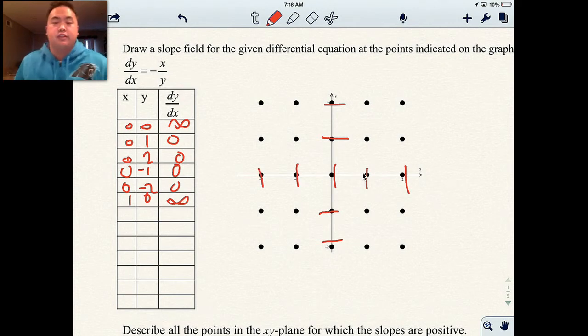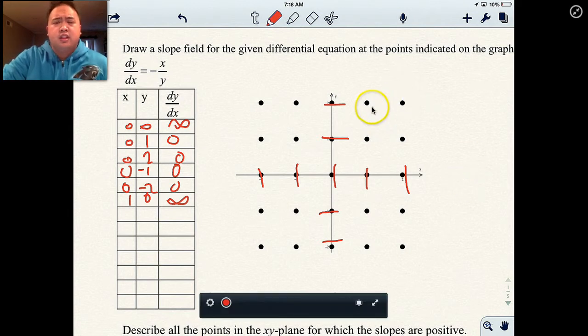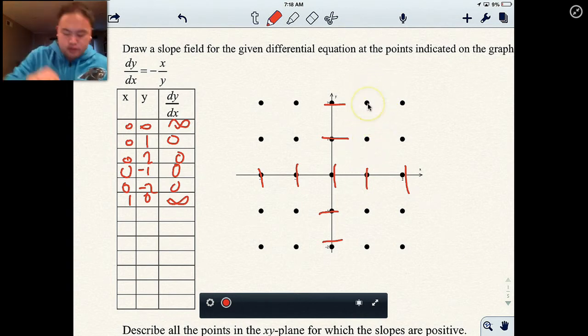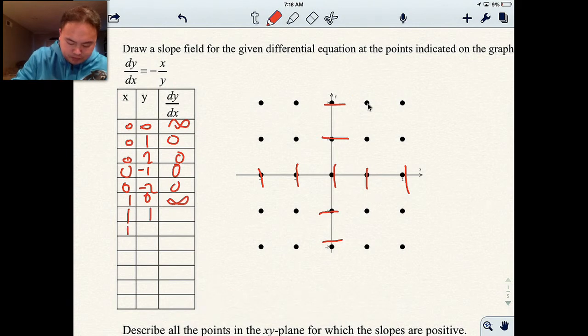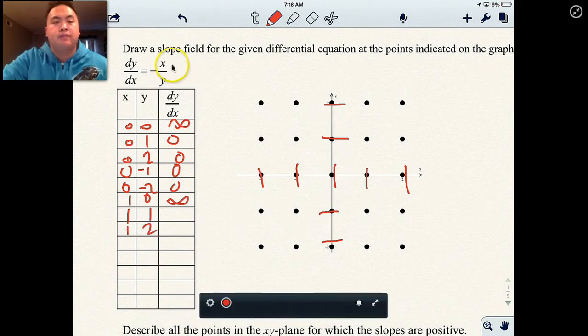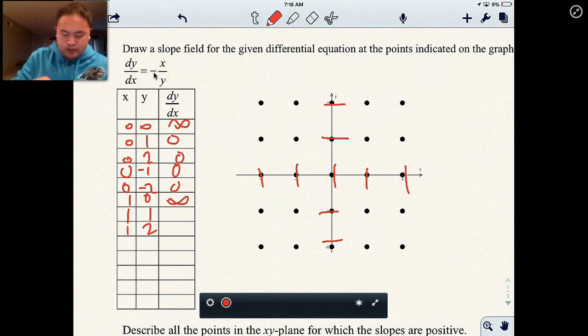You don't have to fill out the table. I think you can figure that out. Now, let's talk about this line right here. You can start wherever you want; I'm just randomly picking a line. Let's do this one. This one is 1, 1, and this is 1, 2. If I plug in 1, 1, I get 1 divided by 1, with a negative out in front. So the answer is negative 1.